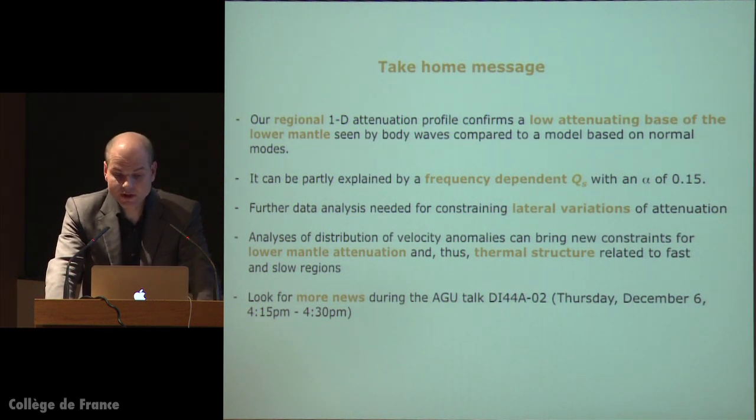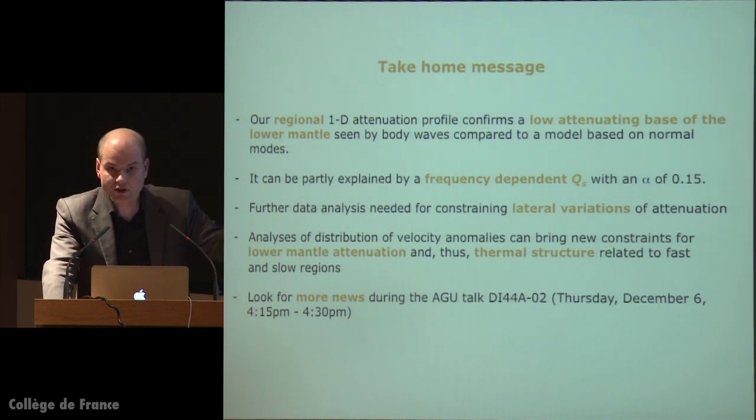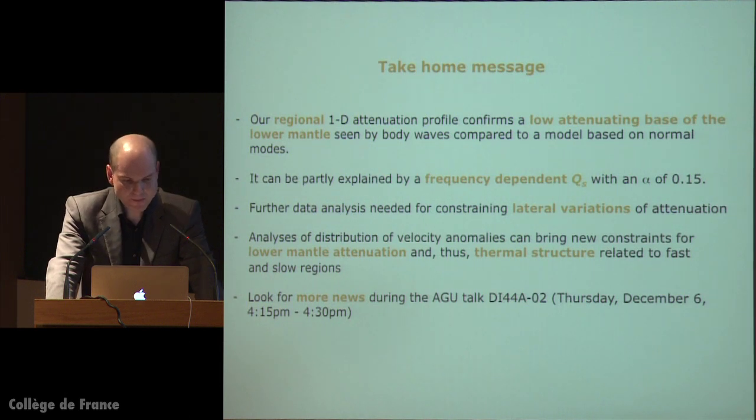In order to obtain more information on the lateral variation of attenuation, we need to extend the analysis of the delta T star, having much better coverage. But as I said, the selection of the data was quite severe. And then we have used the analysis of velocity anomaly distributions, and we have shown that we will be able to obtain information on lower mantle attenuation and the thermal structure.